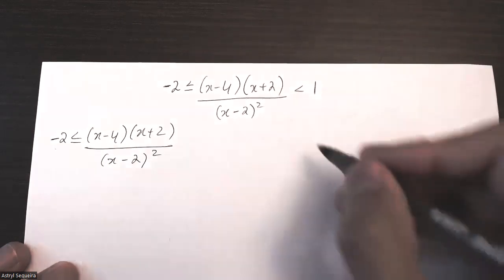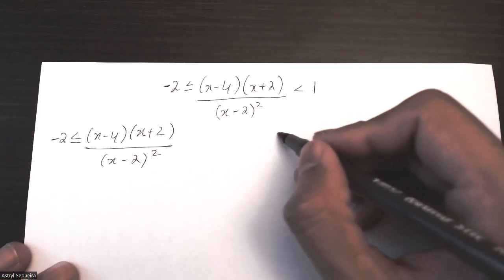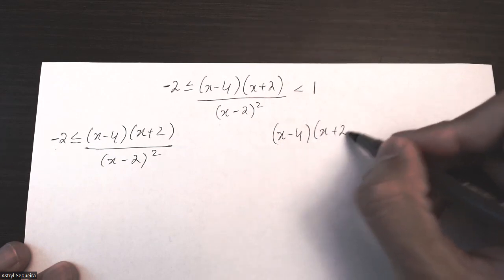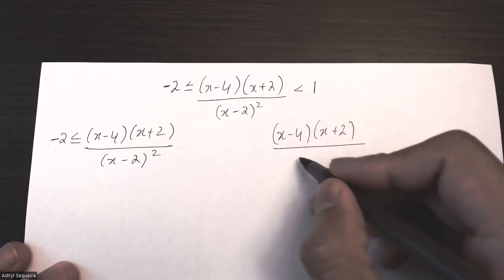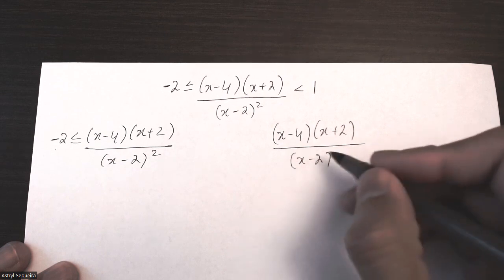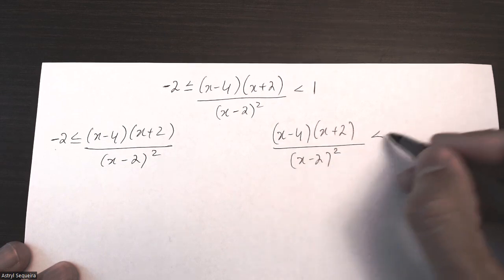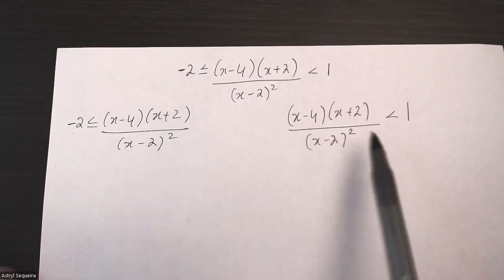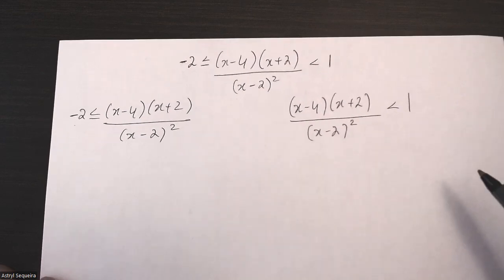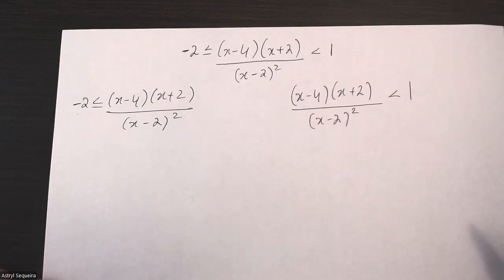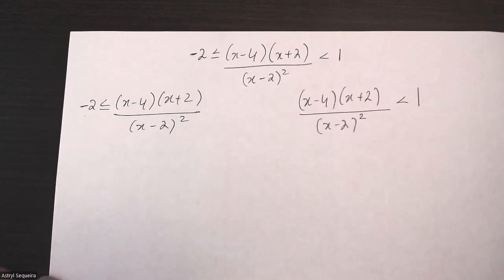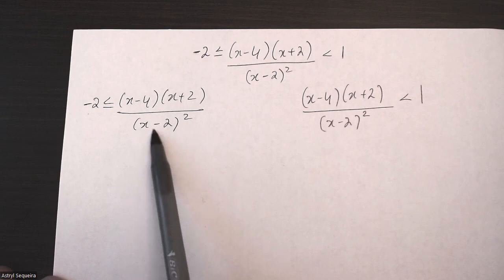And the other one will be the right side, which will be over here, x minus 4 times x plus 2 divided by x minus 2 squared has to be less than 1. So the goal of this question is to solve both of these two inequalities separately and then combine the final solutions by overlapping whatever intervals we get as the solution. So let's start by solving this one here.